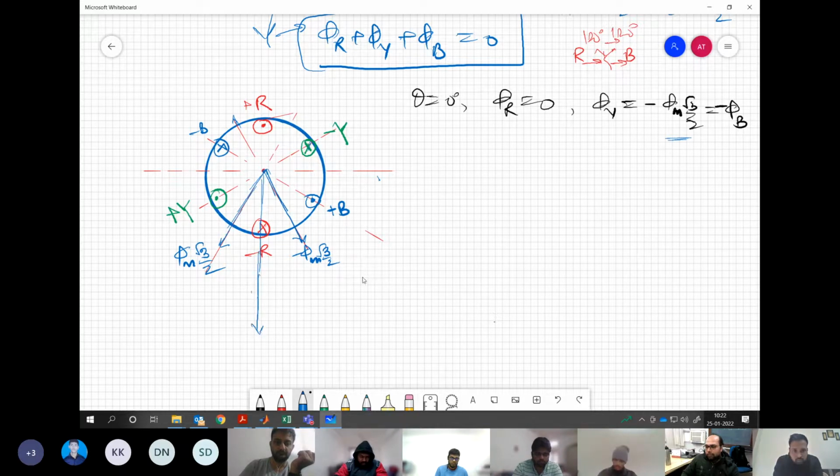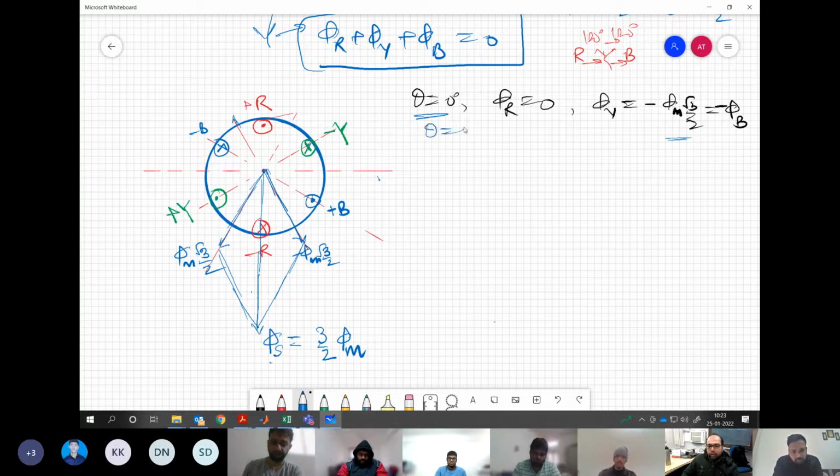Isn't it? This is clear, right? So at theta equal to 0, the resultant flux is coming somewhere, say resultant I indicate by phi s. But because of space distribution, this is not algebraically added, but it is vectorially added. And so this phi s is coming something like the value of 3 by 2 phi m. Correct, right? Any problem in that? Fine.